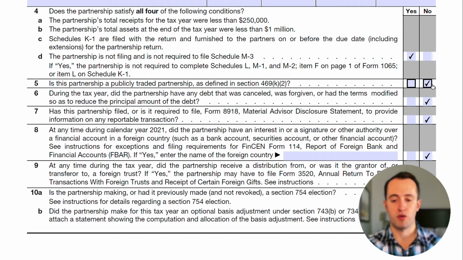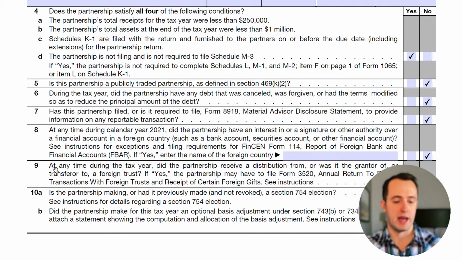Continuing down here, the rest of these should be no. Is the partnership publicly traded? Most likely not. During the tax year, did you have any partnership debt canceled? Most likely not. The one exception here that is not going to be included in forgiven debt is if you were part of the Paycheck Protection Program. Make sure you filled everything out correctly, and if you did, that is not going to be considered forgiven debt. It's just not going to be included in your taxes.